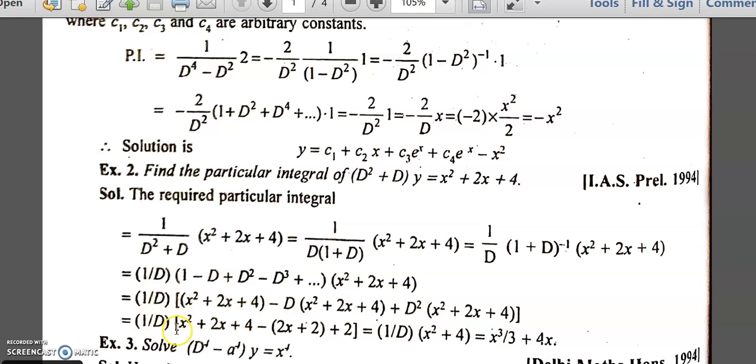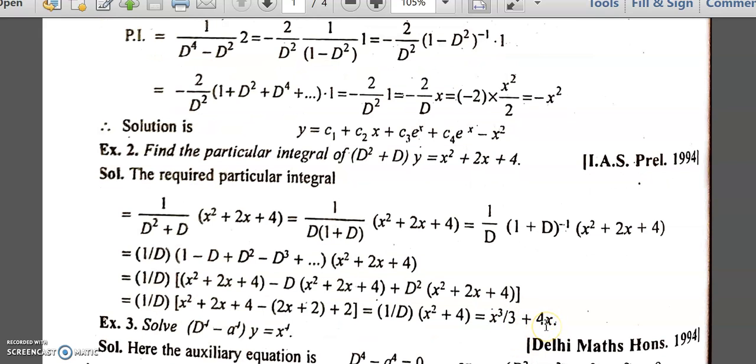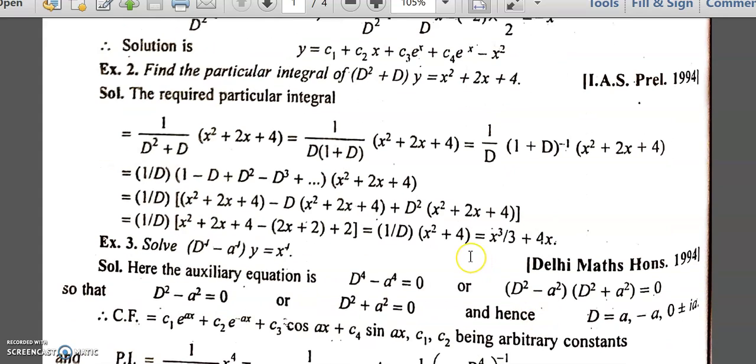The 1 by D is there, so 1 by D of all this means integration, right? If you take the calculation, it's like x square plus 4, so 1 by D of x square plus 4 means one time integration, so this is x cube by 3 plus 4x. So this is your particular integral, so write down the general solution.